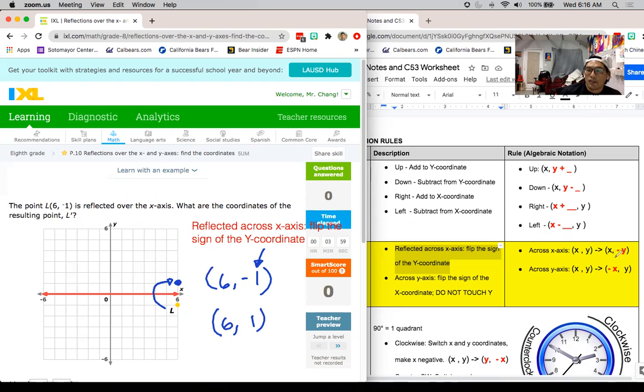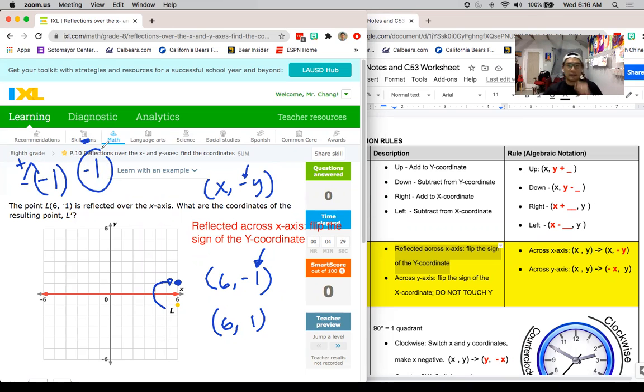When you look at your notes, the algebraic notation is x, minus y. And the reason why this minus here exists is that's telling you to change the sign. So if I had a negative number like -1, I'm doing a minus -1. And these two, subtracting a negative, changes that to a positive. And if this was a positive number, it would just be -1, and then you would be negative. So that's how you switch from a positive to a negative to a positive.